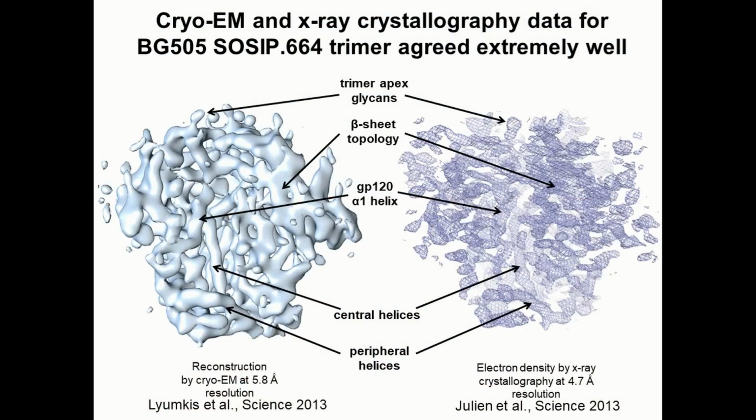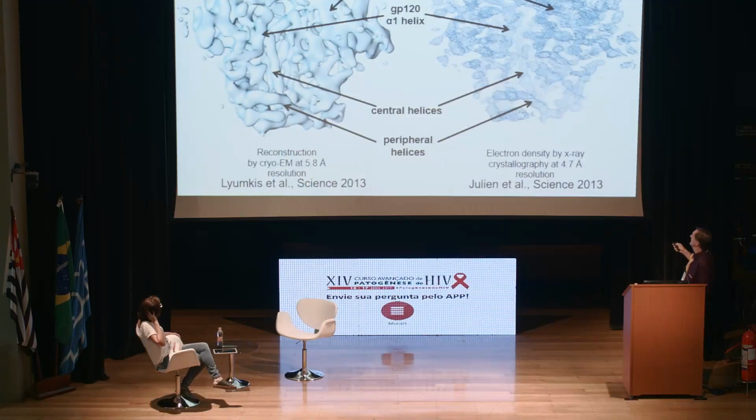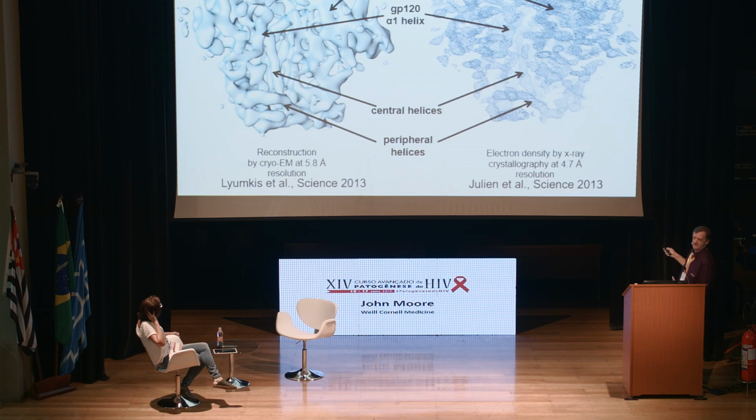And in 2013, when we first made the BG505 trimer, Andrew Ward got a high-resolution 5.8 angstrom cryo-EM structure, and Ian Wilson's lab, on essentially the same preparation, made an X-ray crystallography structure. The two of them were in very, very close agreement. So by two different independent methods, we got the same structure, and that was what was convincing people that we had the right trimer design.